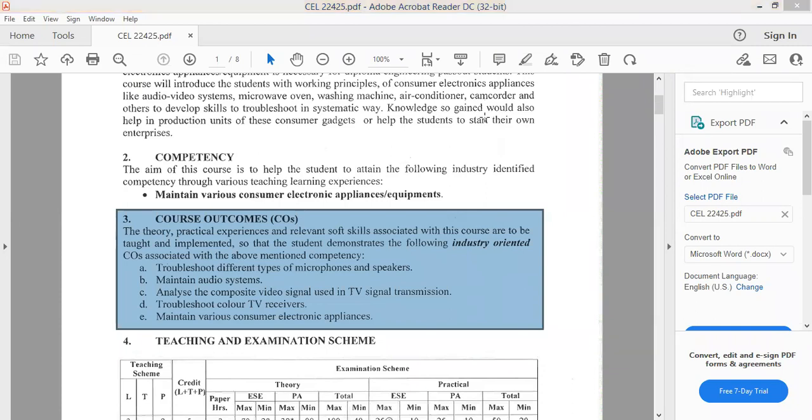Is it clear? What things you are going to learn in unit number 1 to 5? Is it clear? Yes, sir. Okay.